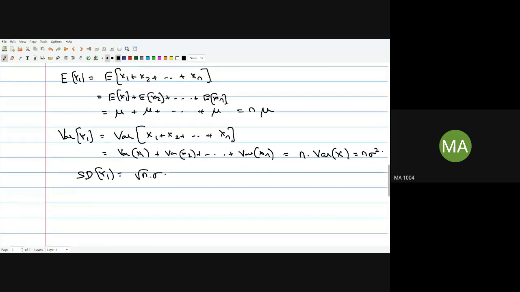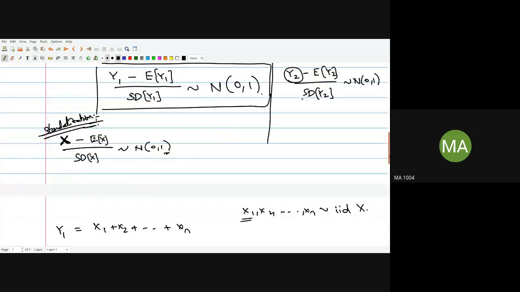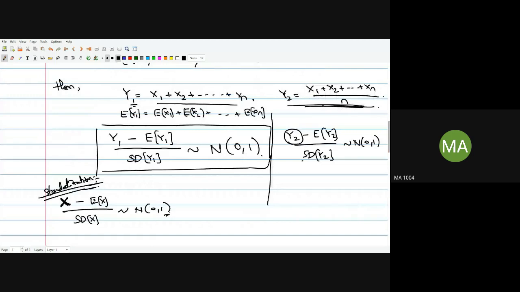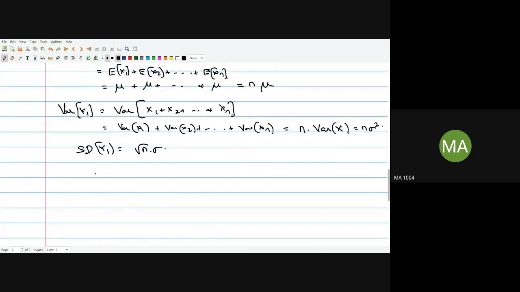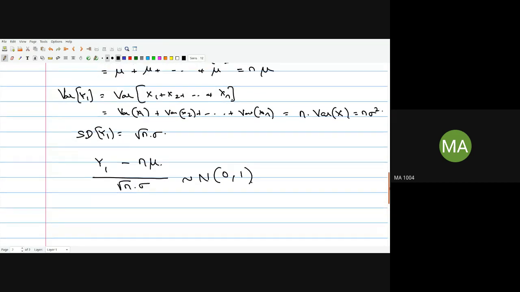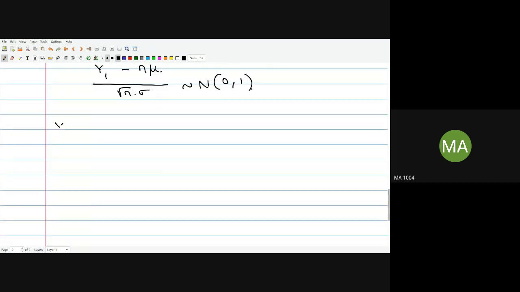So what I said: y1 minus the expected value of y1, divided by the standard deviation of y1, will follow normal 0, 1. So just substitute: y1 minus the expected value of y1 is n mu, divided by the standard deviation of y1, which is root n sigma. So this will follow normal 0, 1. We have also talked about y2, which is basically the sample mean.